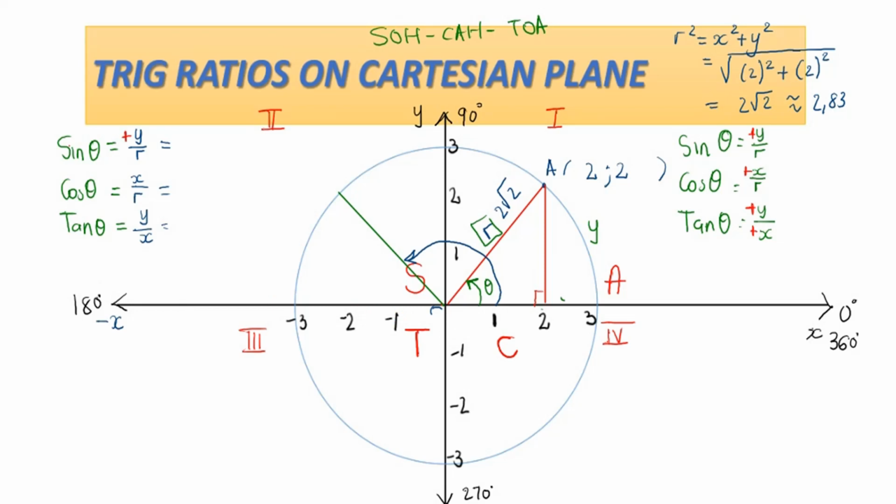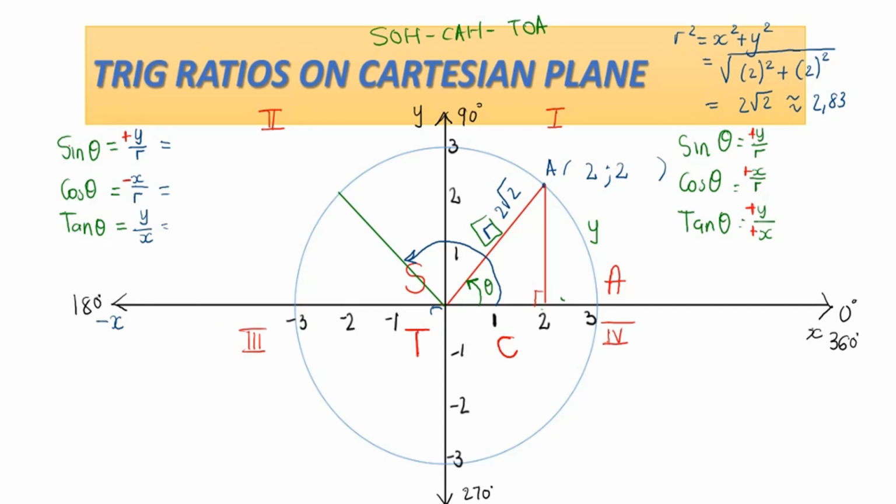I have to reiterate this point, guys. Your r remains constant. The r value will always be a positive 2 square root 2. It doesn't change, it remains positive. That is why we just leave it like that. But the values that keep changing are the values of your y as well as your x. We see that in this quadrant, your x is negative, so the cos of theta is negative x over r. Cos of theta is negative in this quadrant.